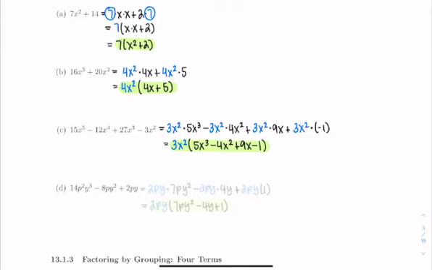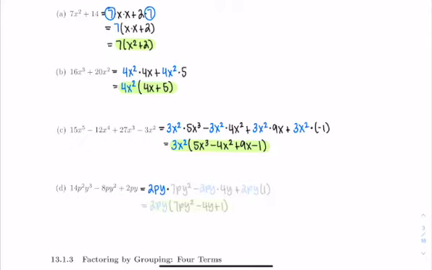Let's go ahead and try another one. 14p squared y cubed minus 8py squared plus 2py. So number-wise, between 14, 8, and 2, the biggest thing I can pull out is a 2. And what about variables? Let's look at p first. I have p squared, p, and p. So smallest exponent is a p. And then for y, I have y cubed, y squared, and y. So the smallest exponent is just y. So we can pull out a 2py from each one.